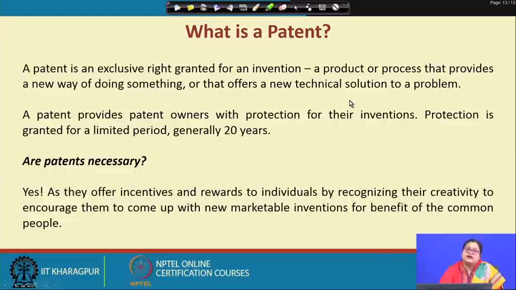The patent provides the patent owners with protection for their inventions. Protection is granted for a limited period, generally 20 years. Now, a question may arise in our mind: are patents necessary? Yes, of course, it is necessary, because they offer incentives and rewards to individuals by recognizing their creativity, and to come up with new marketable inventions for the benefit of the common people.